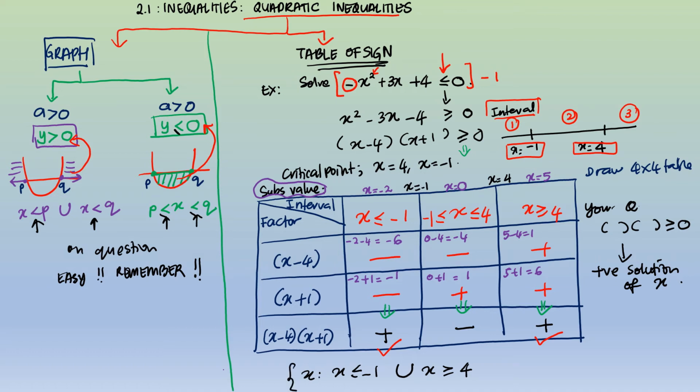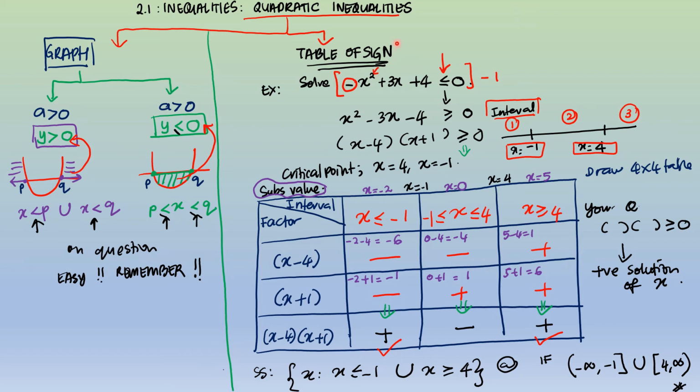So this is our solution. If you write it in the form of a solution set, or if you want to put it in interval form, you will have negative infinity to -1 square bracket union 4 to infinity. That's how you are going to answer if you have to use the table of signs.